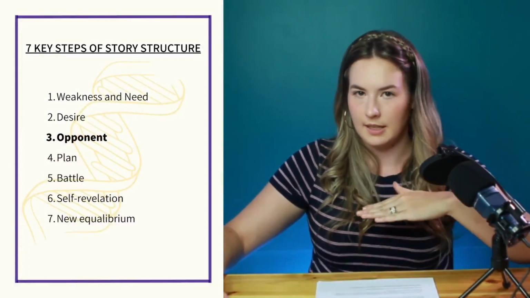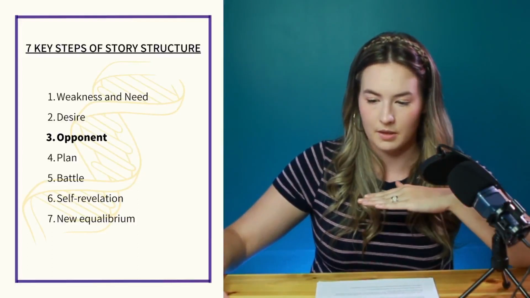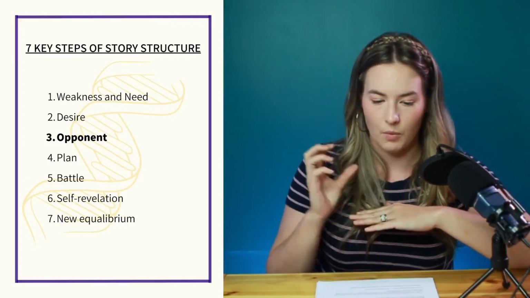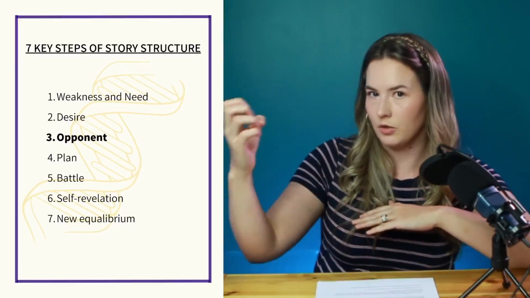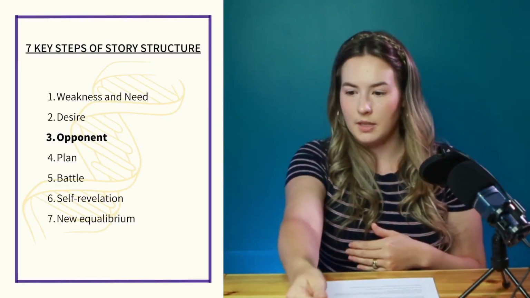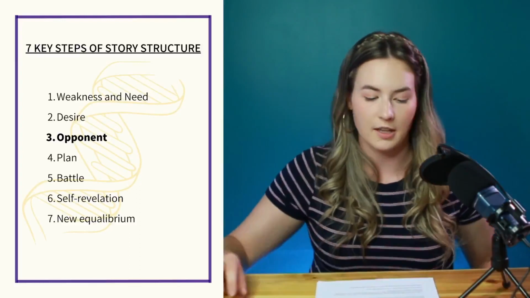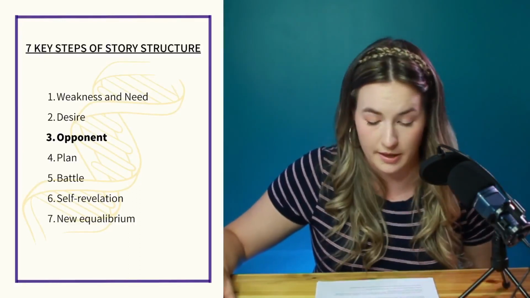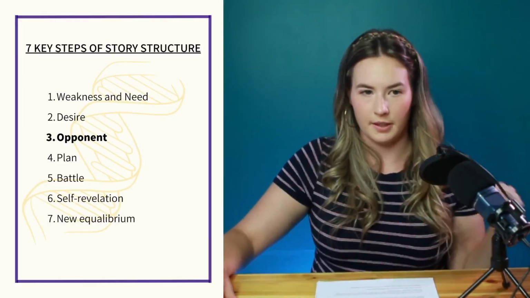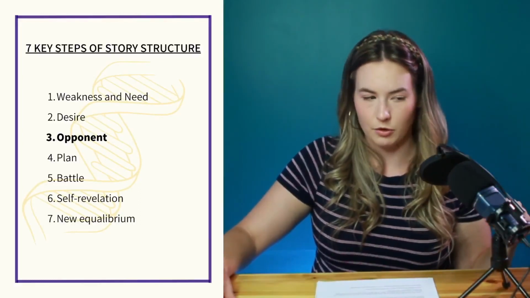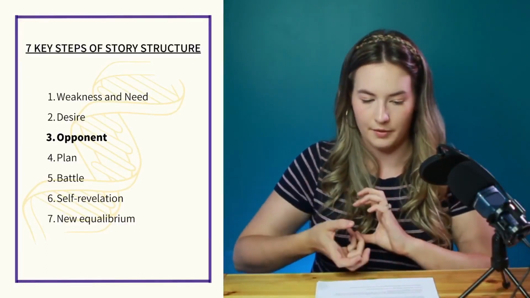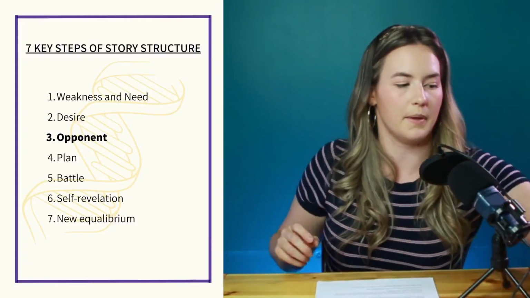So you've got weakness and need. That's the moral failings of your character. That's weakness. And need is what they need to grow into, the change that they need. Desire, what they're going after, what's going to be the thrust of the plot. Third one is opponent, which is actually part of building the character, is basically what John Truby is saying. Figuring out your villain and how they're part of the conflict is part of developing your protagonist.